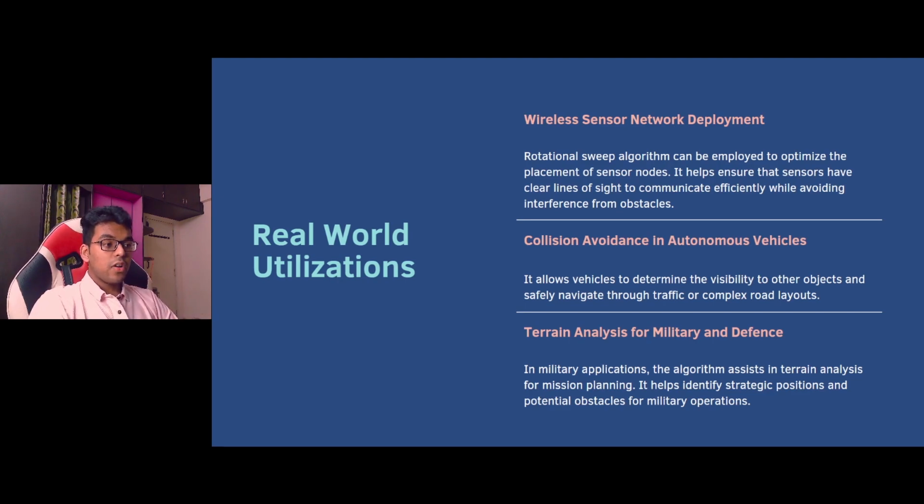It also helps in collision avoidance in autonomous and self-driving vehicles by safely navigating through traffic or complex road layouts. It also finds application in military and defense for terrain analysis, where strategic positions can be identified and potential obstacles can be located for military operations.